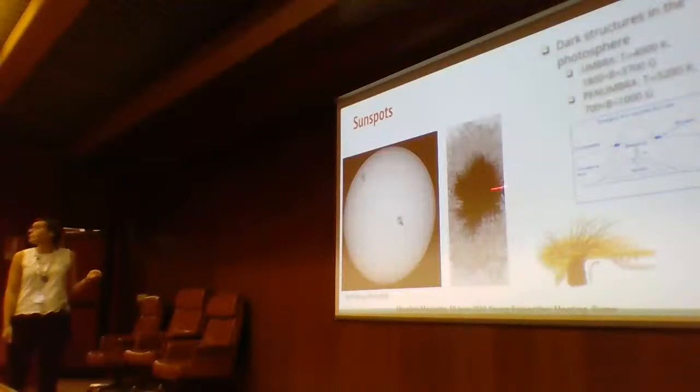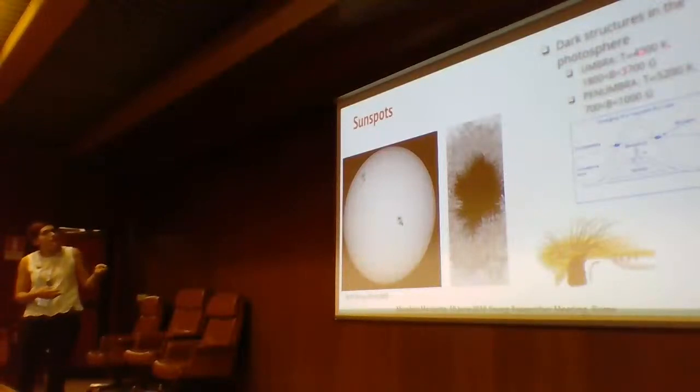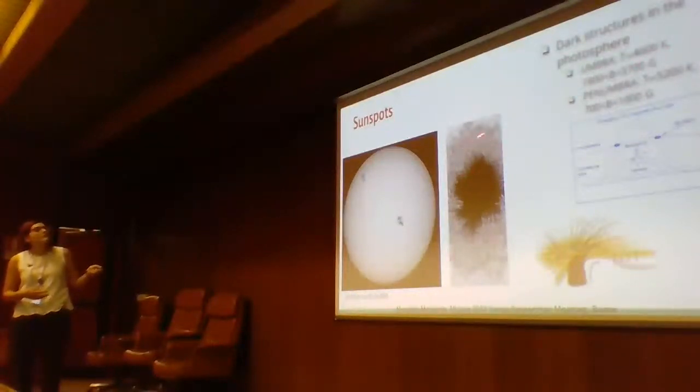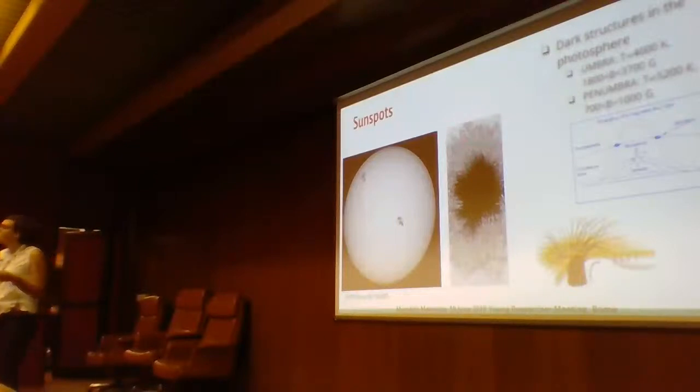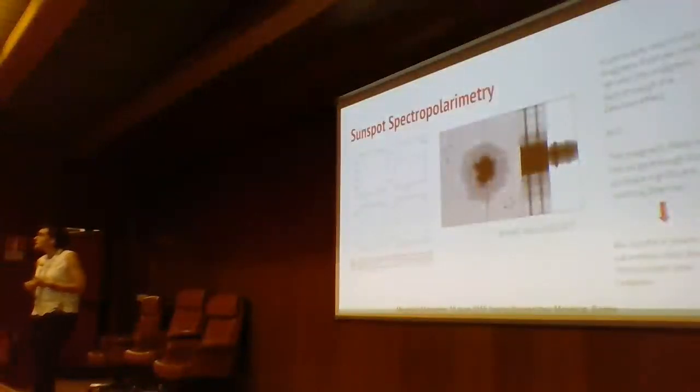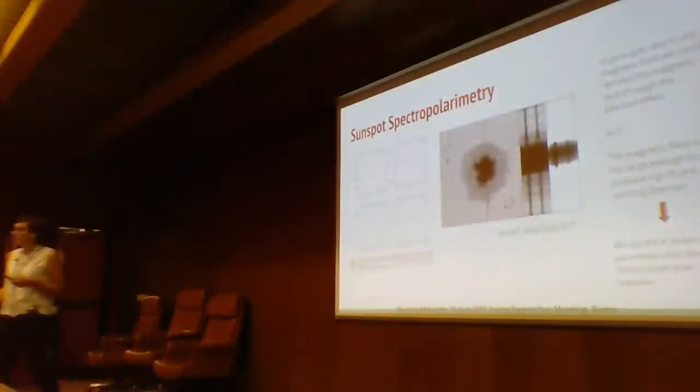the sun has a temperature of around 4,000 Kelvin here, and here there is 5,000 Kelvin, but in the quiet sun there is 6,000 Kelvin. But how can we study the magnetic field of the sunspot?